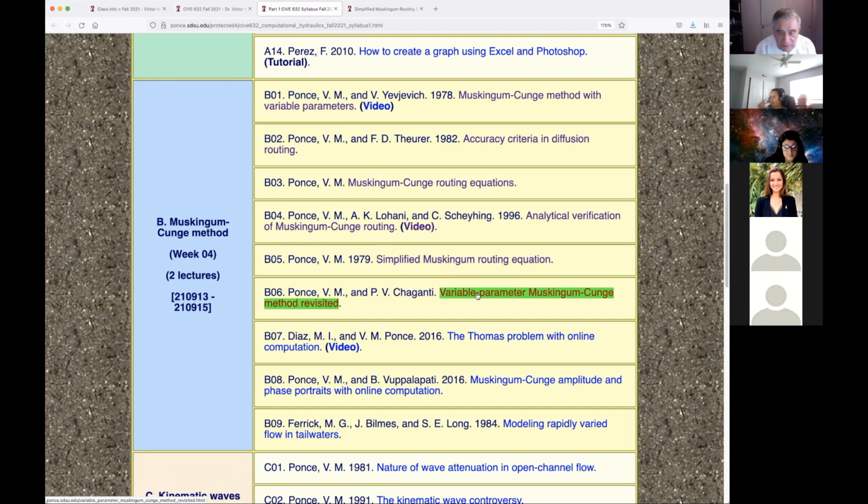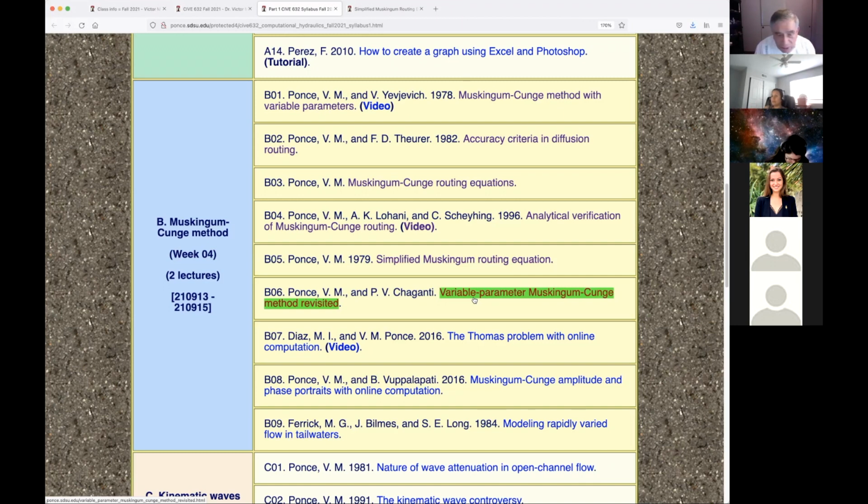Then BO6 is variable parameter Muskingum-Cunge revisited, in 1994, I think. Chaganti was one of our students, and I tasked him with doing this work, and he did a great job. We revisited the variable parameter and increased its accuracy. Then BO7 is the Thomas problem in online computation.